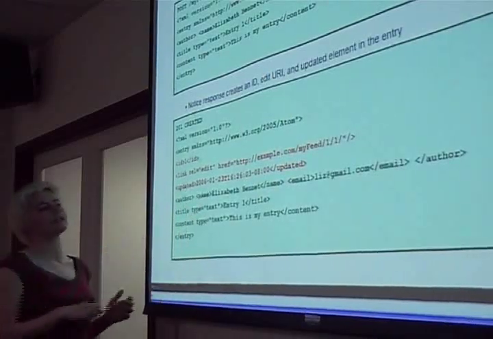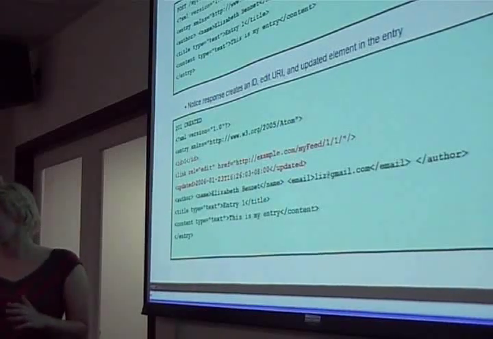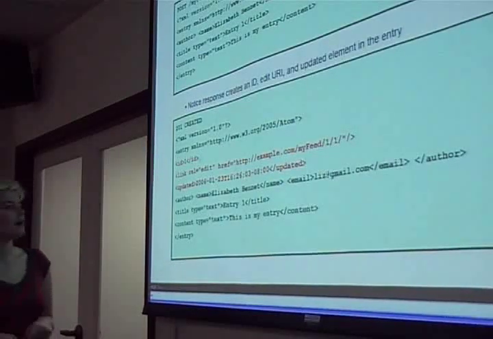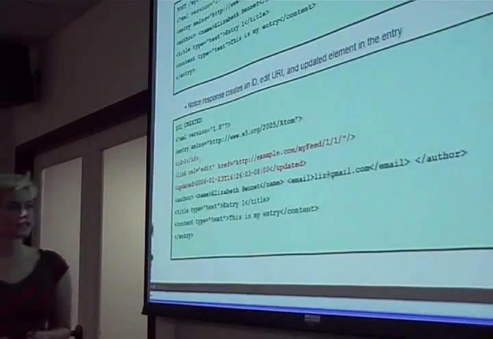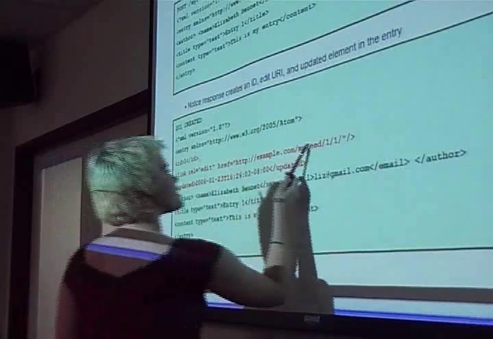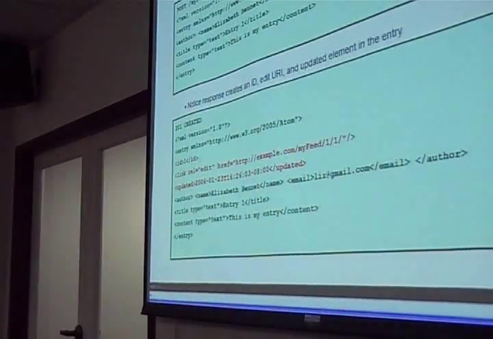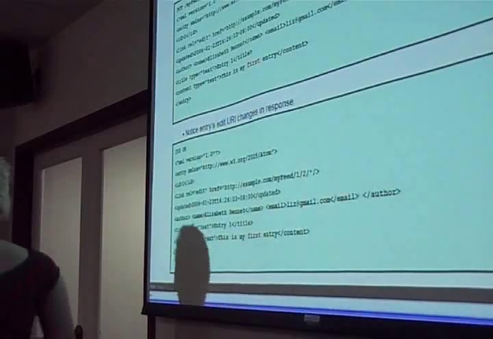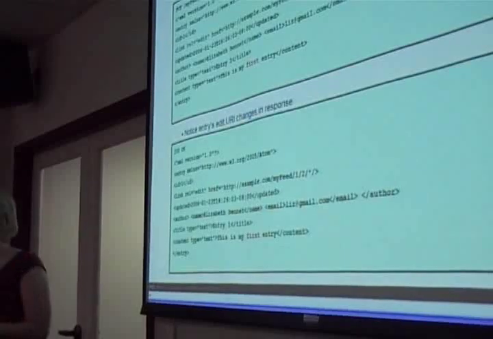And we also get this edit link, and that's what we have to operate on if we want to edit or delete this thing later. And then they also stick in the updated time as well. All right, so this entry right now is at /1/1. So the next thing we're going to do is edit it, right? But in order to edit it, I need to know that edit link, and that actually refers to a specific version of this.